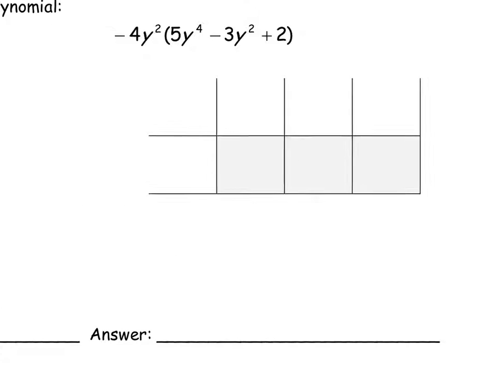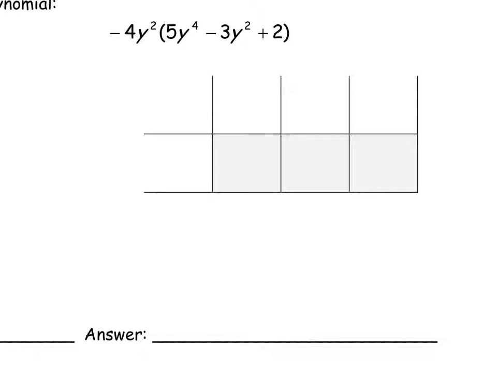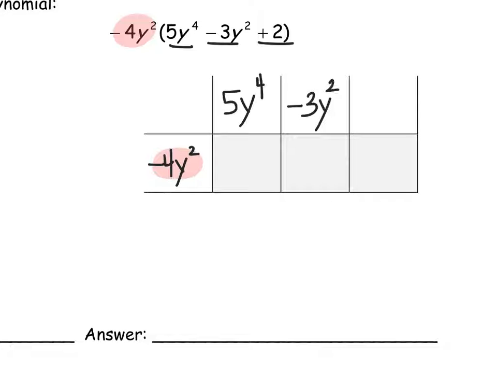So I have my first term outside the parentheses, that's negative 4y squared. I'm going to put that here, negative 4y squared. And then what I'm multiplying by, I have 1, 2, 3 terms. So I'm going to put the first term, 5y to the 4th here, the second term here, the last term here. Now we're going to multiply each box.